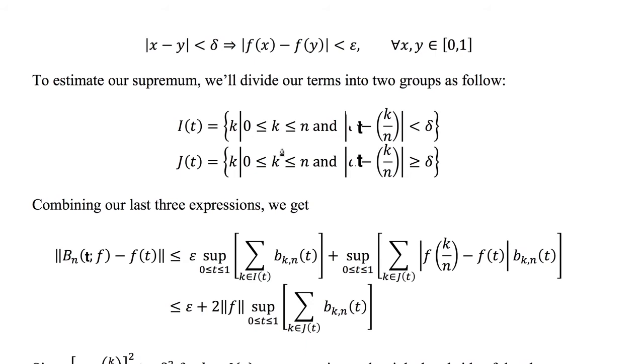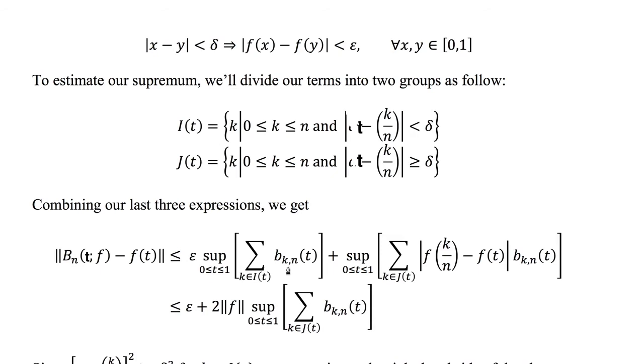And using the triangle inequality and the approximation above, we know that whenever the difference between t and k over n is smaller than delta, then the difference between f(k/n) and f(t) is smaller than epsilon. Therefore, we have the term epsilon here. And the remaining term is the sup norm of the summation of b_{k,n}(t), where k lies inside the first set here. And the second term is essentially the terms inside this second set.